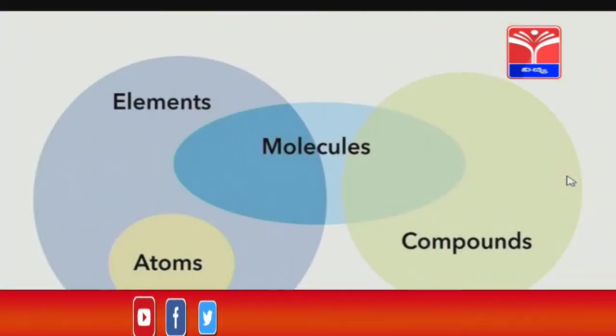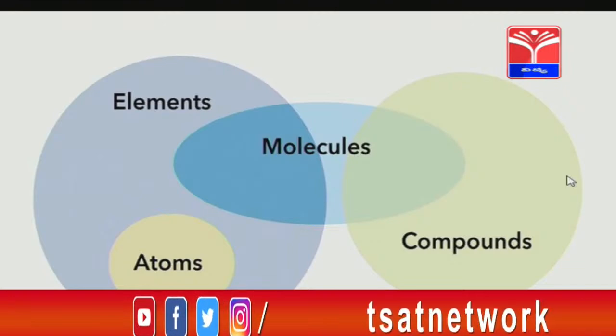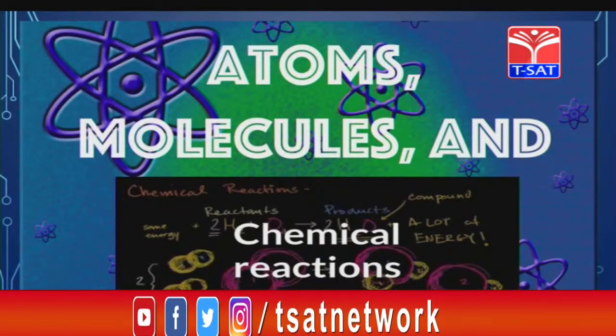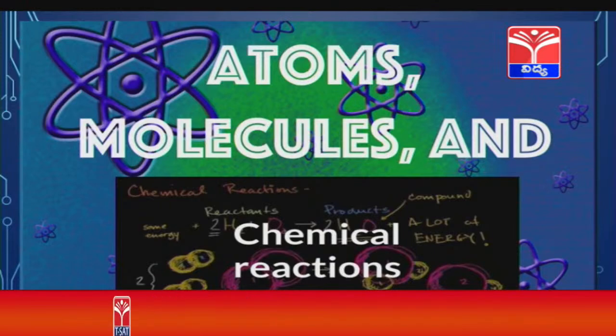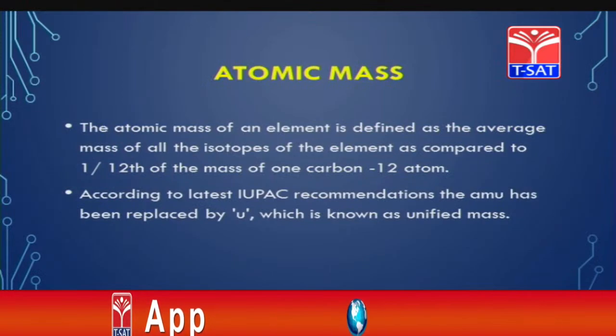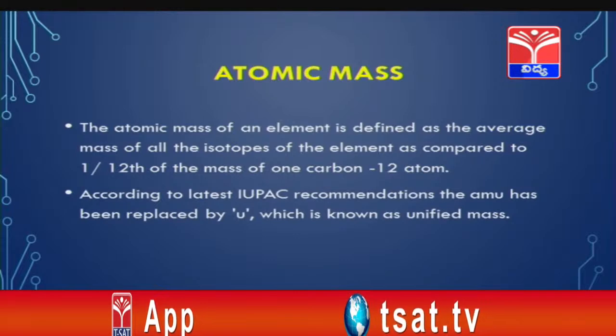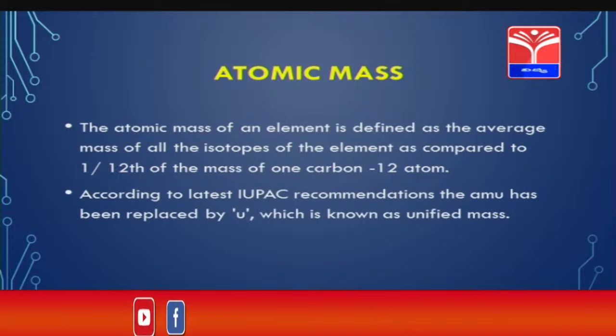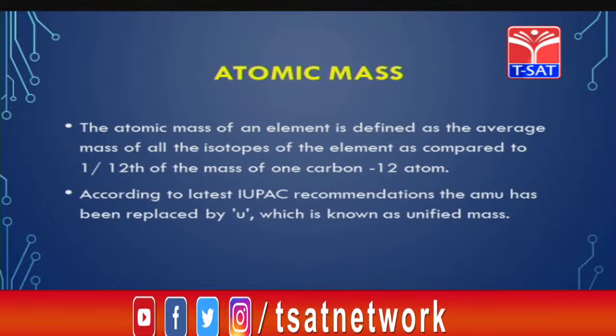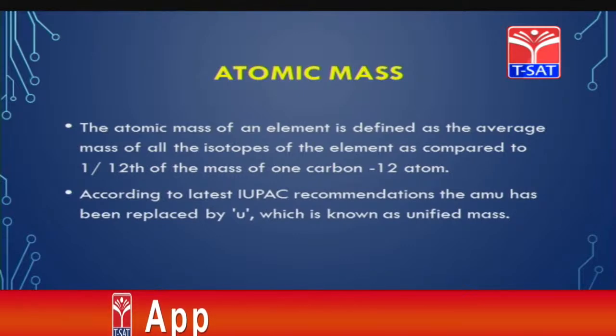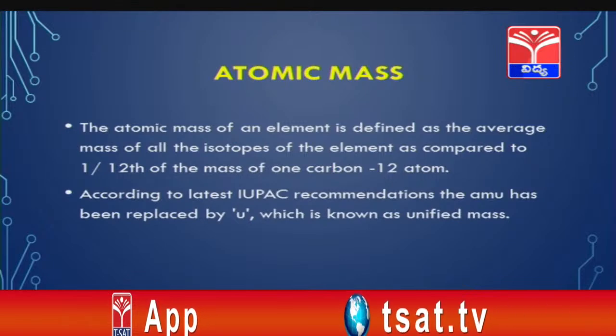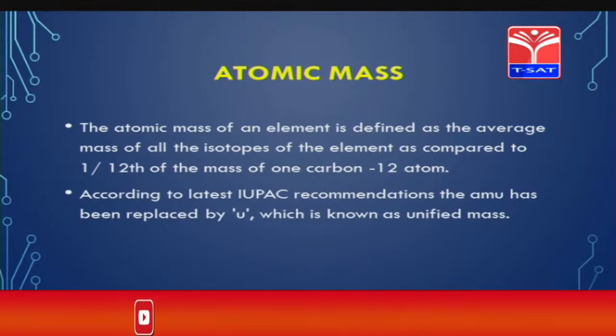So, we have studied elements, molecules, atoms and compounds. How are these formed? Children, the name of the lesson is atoms, molecules and chemical reactions. Before going to the topic, let us define what is atomic mass. Atomic mass of an element is defined as the average mass of all the isotopes of the element as compared to 1/12 of the mass of one carbon-12 atom. According to the latest IUPAC recommendations, the AMU has been replaced by u, which is known as unified mass.